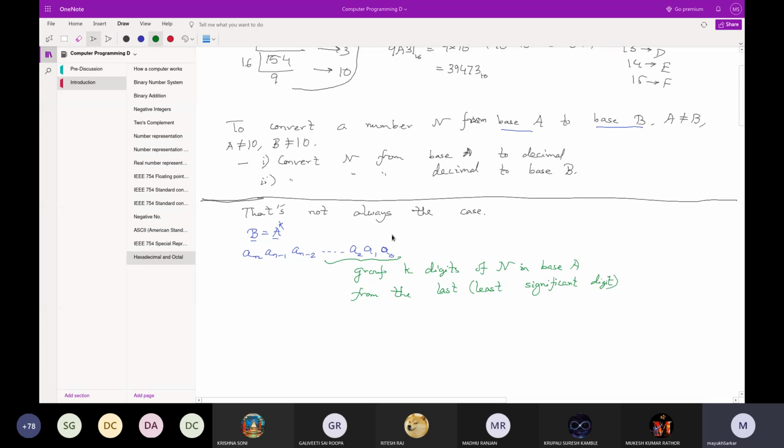This is the least significant digit. This is the most significant digit. In fact, I cannot remember whether I have mentioned all these things to you or not. This least significant digit, this most significant digit, and as you go along in this direction, the significance of the digits increases. Okay, so the fact here is that you group the k digits.